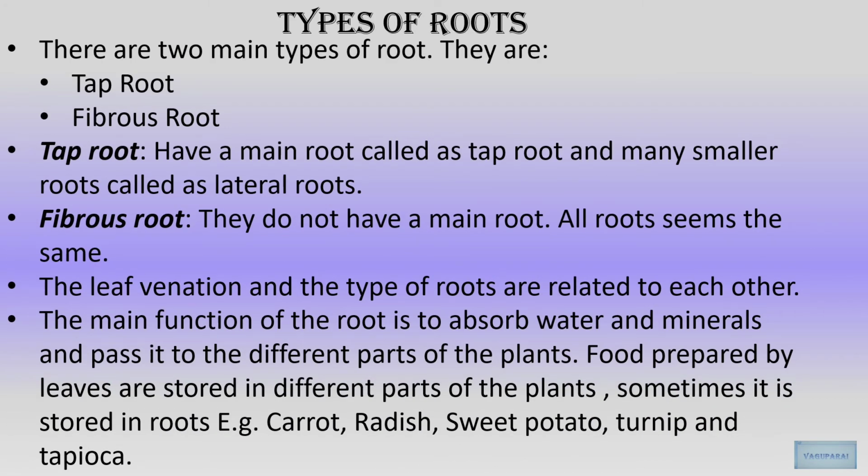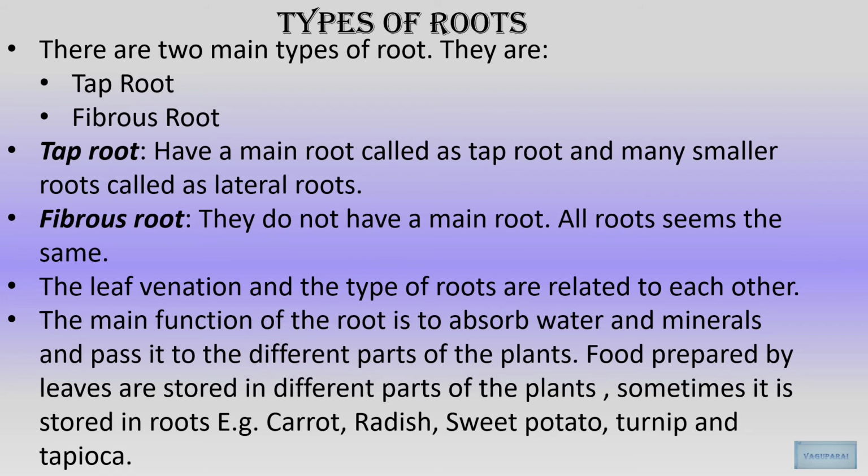As I told you earlier, there are two types of roots. One is the taproot, the other one is the fibrous root. Taproot is a main root and has smaller other roots coming out of it called as the lateral roots. While fibrous roots, there is no main root. All roots seem to be the same. Same way, like the venation we see in a leaf, these roots are related to each other.